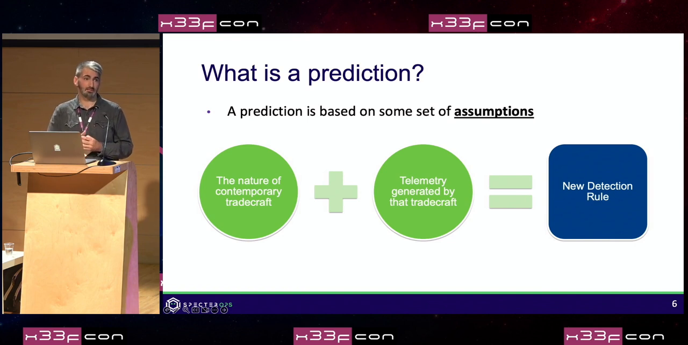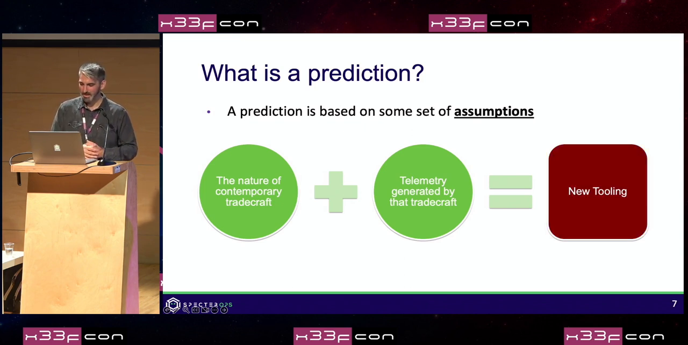And similarly, even if I make a correct assumption about exactly what subset of tradecraft is going to be employed against me, I have to make assumptions about what type of telemetry that tradecraft is likely to generate as well, which is sometimes a more uncertain problem, sometimes a more certain problem, depending on what type of telemetry source you're talking about.